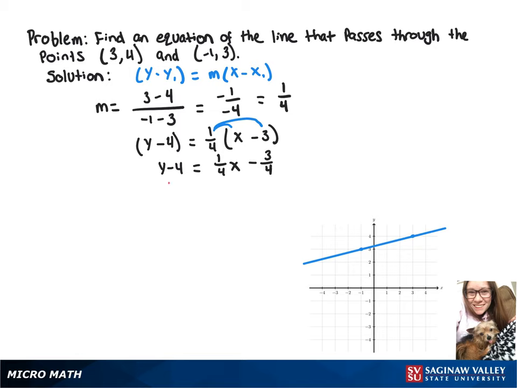Now we'll add that 4 on both sides, which gives us our equation of y equals 1 fourth x plus 13 fourths.